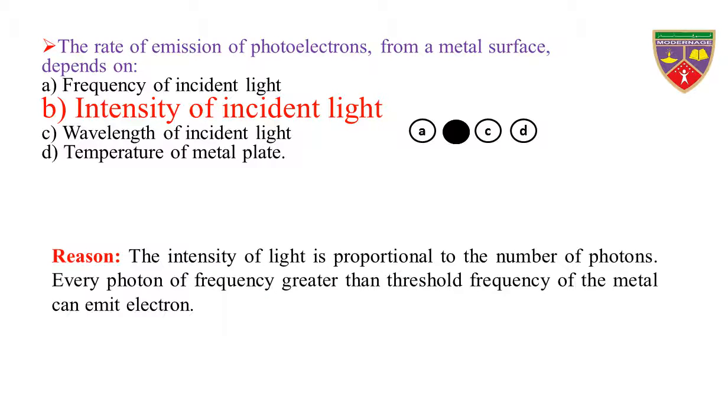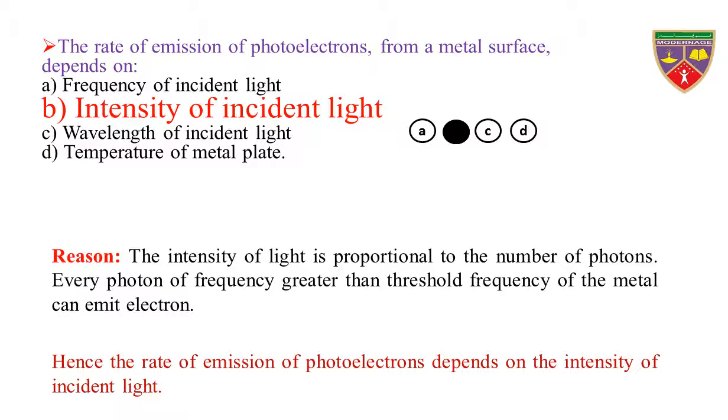Reason: the intensity of light is proportional to the number of photons. Every photon of frequency greater than the threshold frequency of the metal can emit an electron. Hence, the rate of emission of photoelectrons depends on the intensity of incident light.